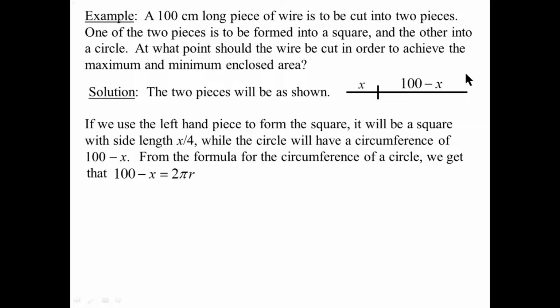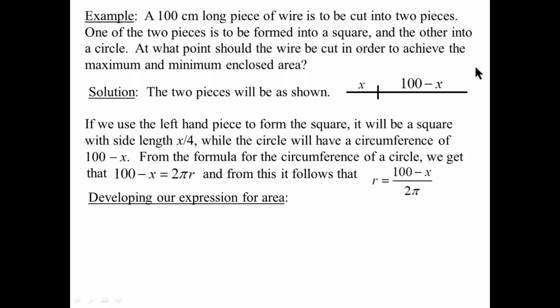From the formula for the circumference of a circle, which is C equals 2 pi r, we get that 100 minus x equals 2 pi r. So this is the circumference of a circle, and it's equal to 2 pi r. And from this statement follows the fact that (100 minus x) over 2 pi must be the radius of the circle we'll get when we form a circle out of this piece.